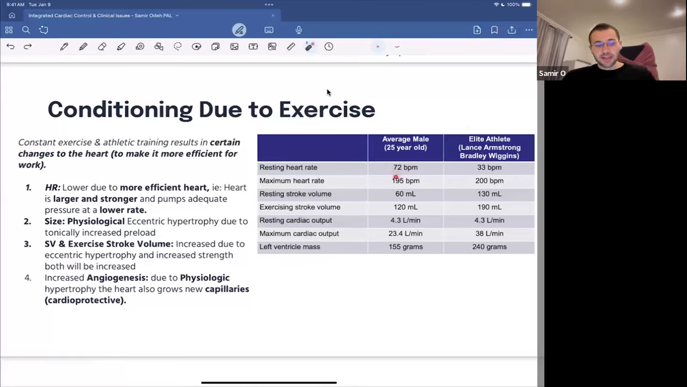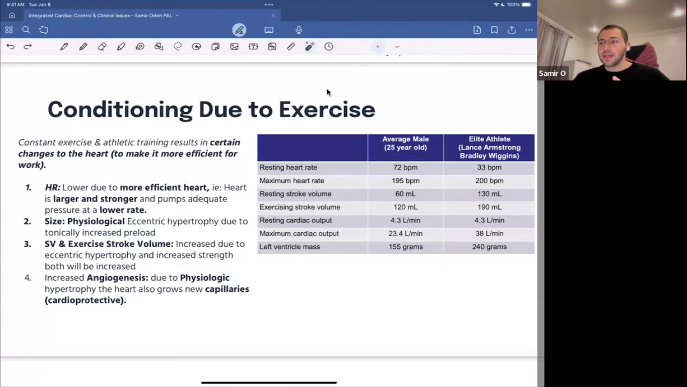So look, the heart rate essentially is halving. The maximum heart rate is increasing. Now this is a negligible increase, so we kind of just disregard that. The stroke volume is increasing. So the resting stroke volume means just how much blood is being shoved out of that ventricle. The exercising stroke volume is massively increased. So again, the resting cardiac output is the same, and the maximum cardiac output is also massively increased, again due to that stroke volume. And the heart is just in general heavier.